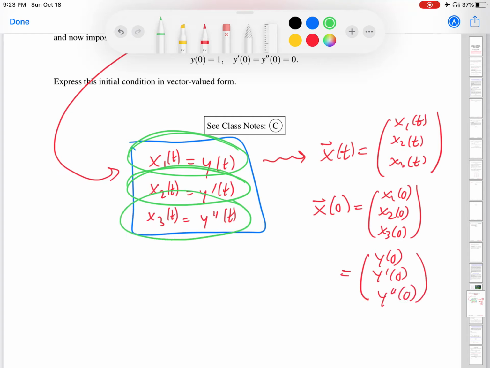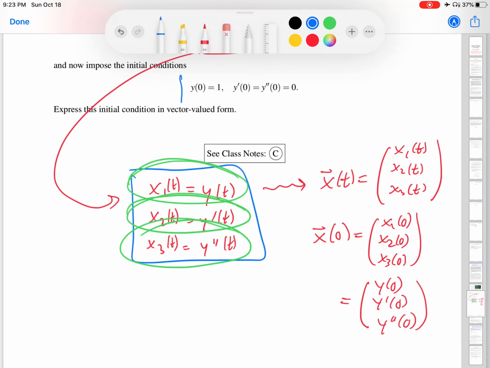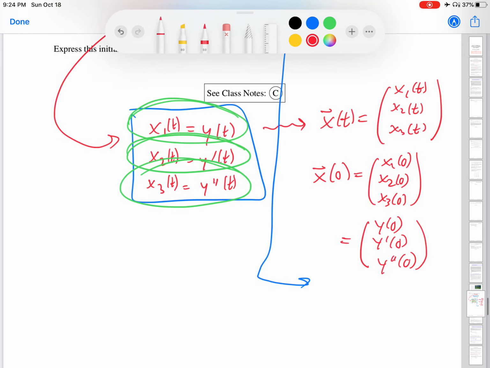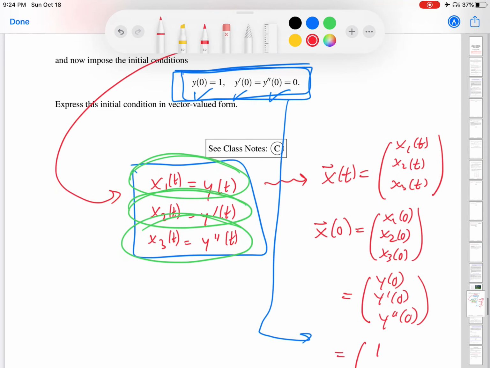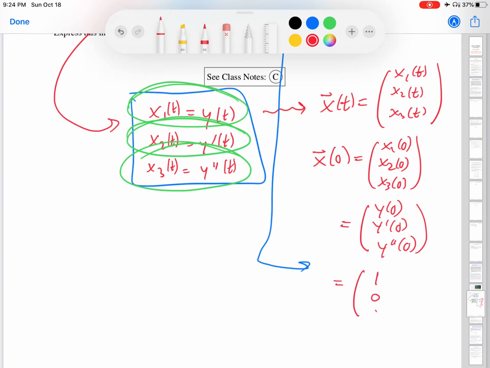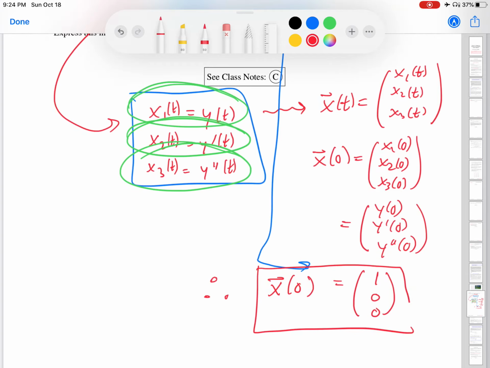That's the third equation. Great, so now I can go back to this specific example up here, and I say, oh, I'm given information about y of 0, y prime of 0, and y double prime of 0. So I am just going to put that information down here and say, this is y of 0 is 1, y prime of 0 and y double prime of 0 are each 0. Okay. So therefore, my conclusion is that the initial value of the vector valued function x of t is the vector 1, 0, 0.